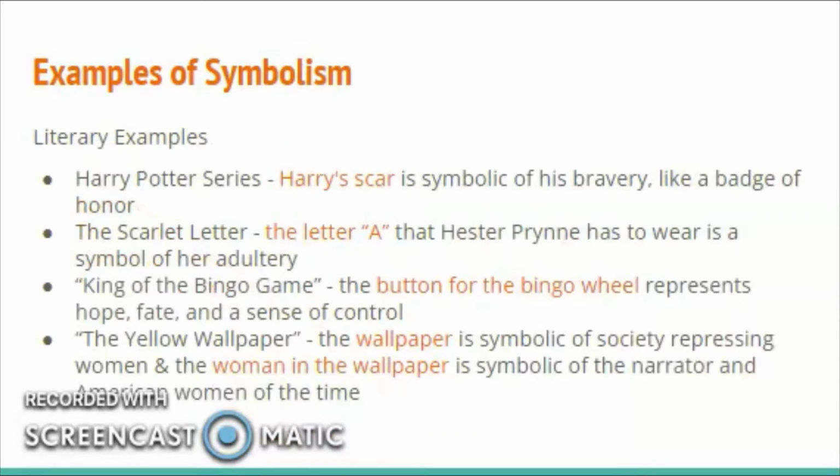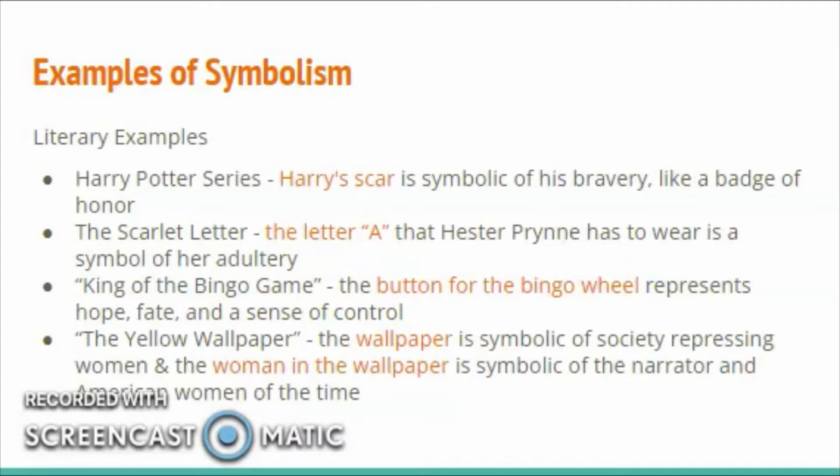Some examples of symbolism in literature are the Harry Potter series. Harry's scar is symbolic of his bravery. He wears it like a badge of honor. In The Scarlet Letter, the letter A that Hester Prynne has to wear is a symbol of her adultery.